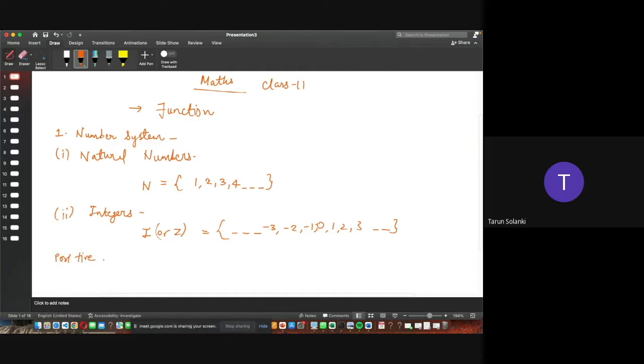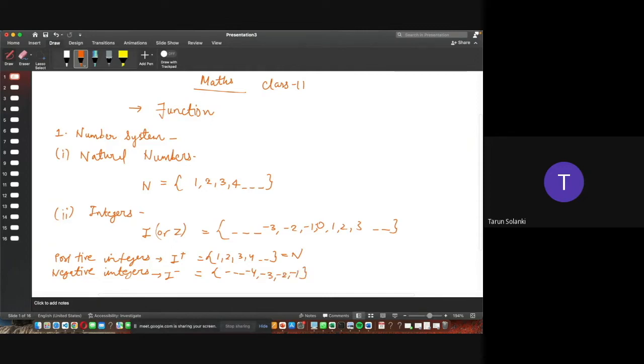Now, positive integers, which is denoted by I plus. So these are 1, 2, 3, 4, and goes on. These are your natural numbers also. Next is negative integers, denoted by I minus, that is your -4, -3, -2, and -1.